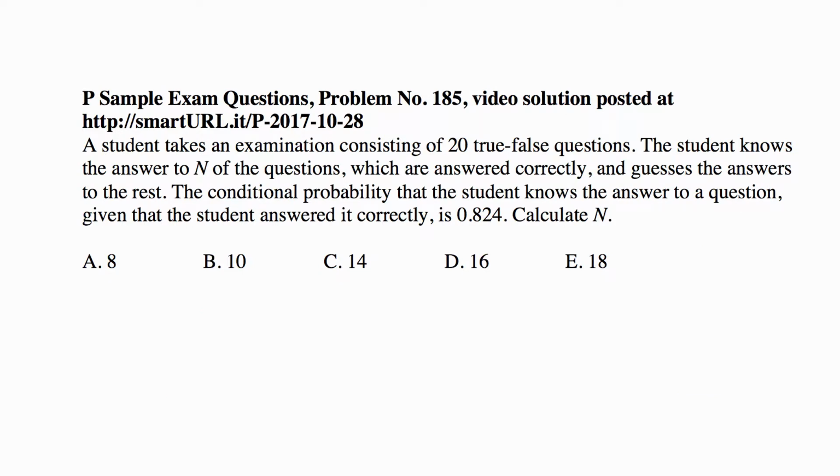This is the problem for today. A student takes an examination consisting of 20 true-false questions. The student knows the answer to n of the questions, which are answered correctly, and guesses the answers to the rest. The conditional probability that the student knows the answer to a question, given that the student answers it correctly, is 0.824. Calculate n.